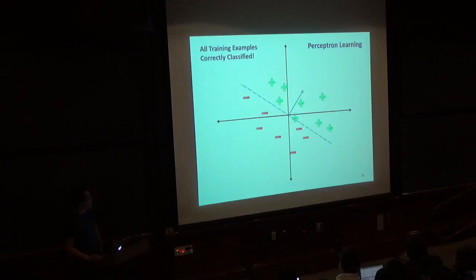That's our update. And now, it's easy to check that you will never make any more mistakes in this training set. You can loop through it over and over again. You'll never make another update because every example has been classified correctly.